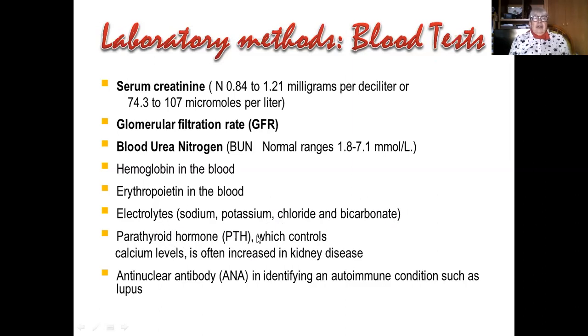Then, as you see here, you have to control calcium levels. They will be lower. And, sorry, they will be increasing in kidney diseases. Antinuclear antibodies may help you to understand the autoimmune damage of the kidneys with renal failure.